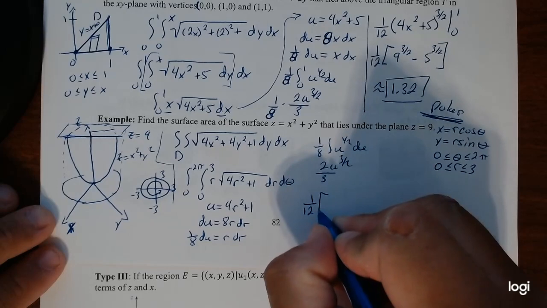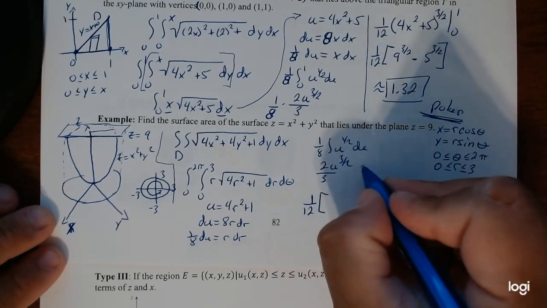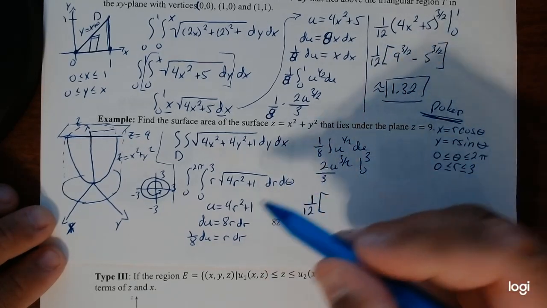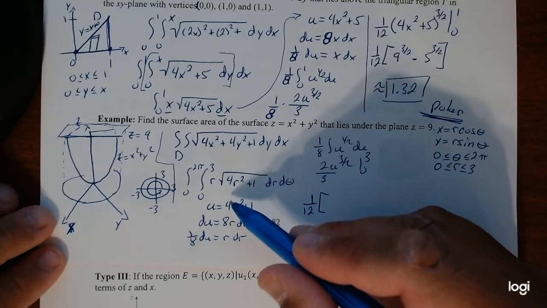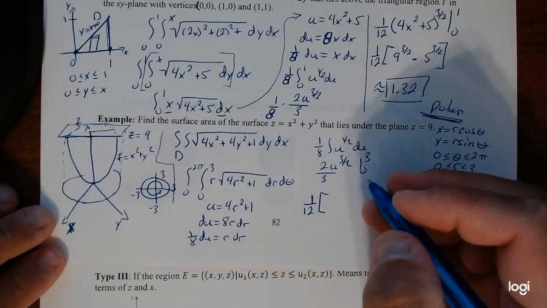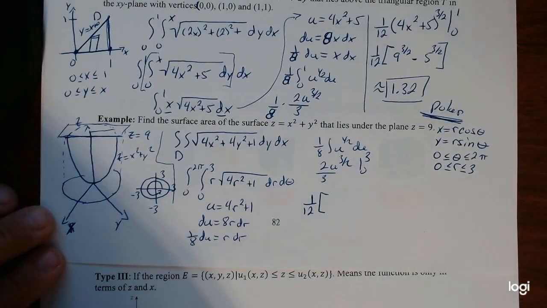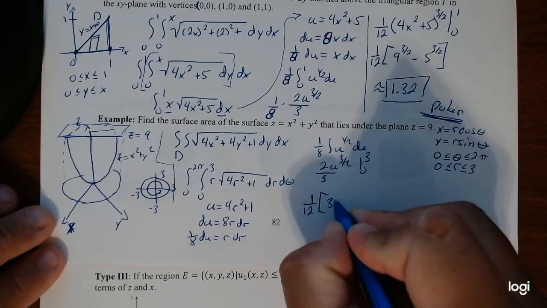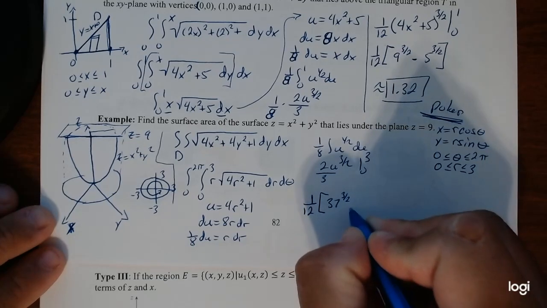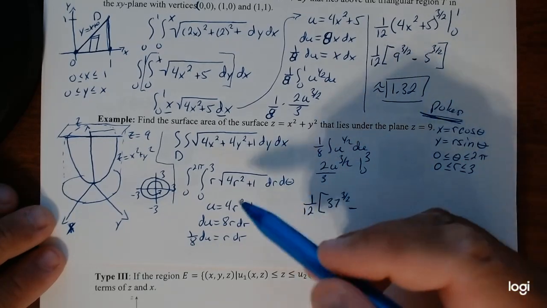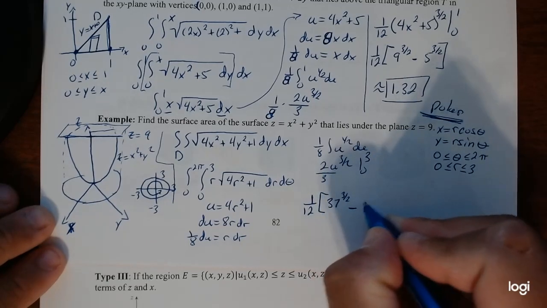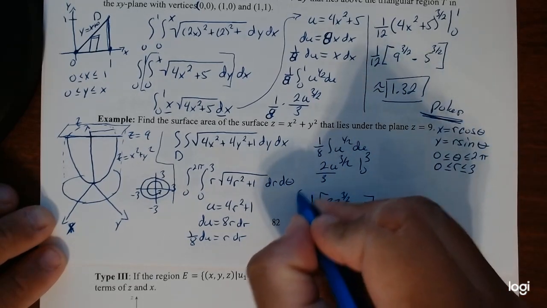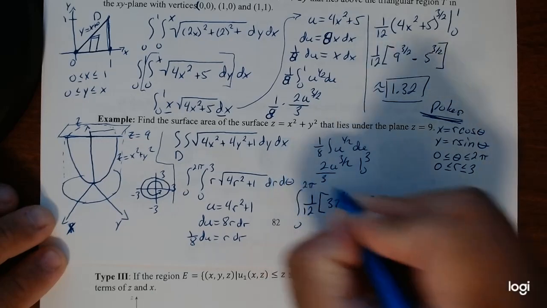And essentially, I plug in 0 and 3 back into here. So 3 squared is 9 times 4 is 36 plus 1 is 37. So 37 to the 3/2 power minus, plug in 0, it just gives me 1, and 1 to any power is just 1. And we're going to take the integral of this from 0 to 2 pi d theta.